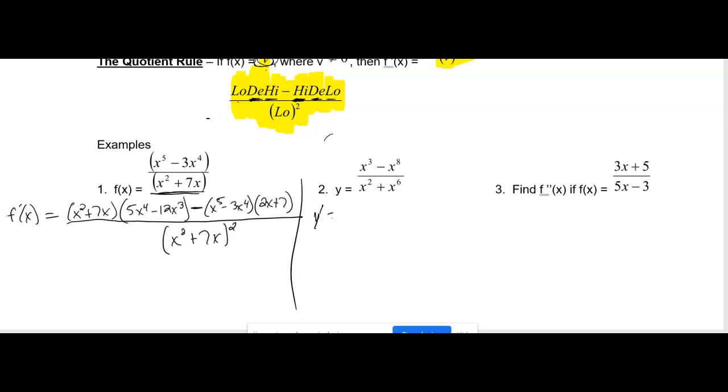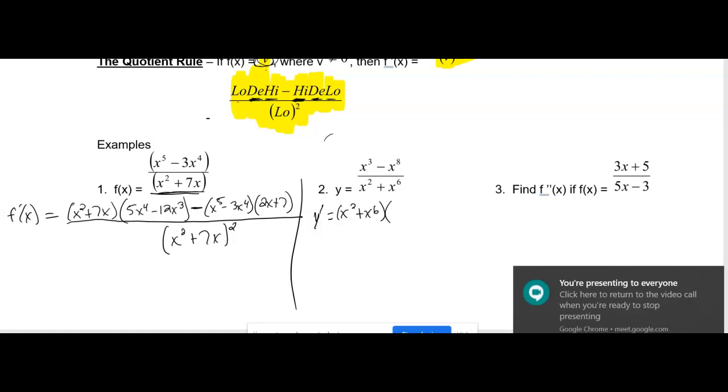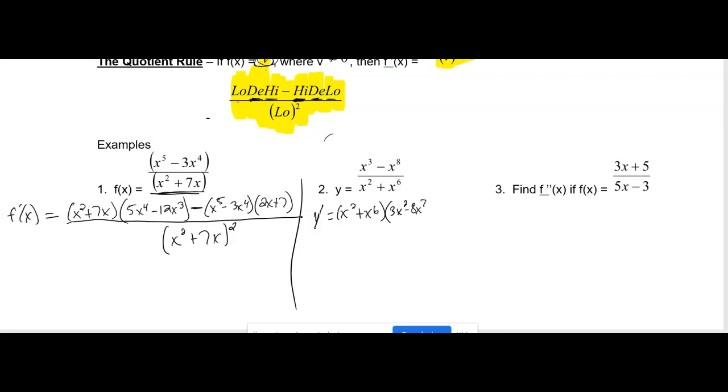Okay, so quotient rule is your denominator unchanged. So x squared plus x to the 6th multiplied by the derivative of the numerator. So 3x squared minus 8x to the 7th minus the top. And then the derivative of your denominator, 2x plus 6x to the 5th. All of that then with the big fraction bar gets divided by your denominator unchanged. We just square it out. And for right now, we're just leaving that.